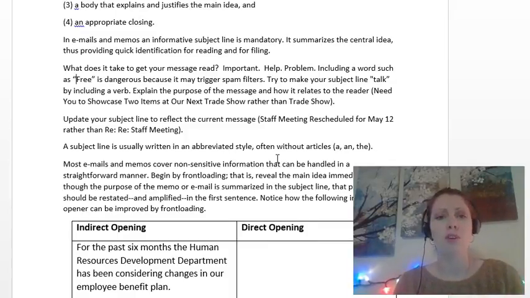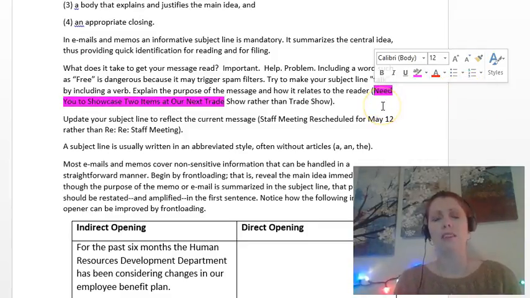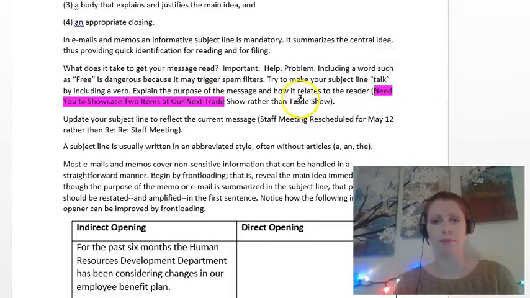Like, need you to showcase 2 items at our next trade show, rather than just trade show, right? So yes, this is a long subject potentially for an email, let's say, but it's more clear to the reader what you want rather than just trade show, right? So just be aware of that.